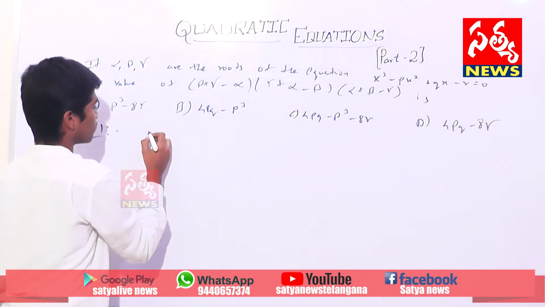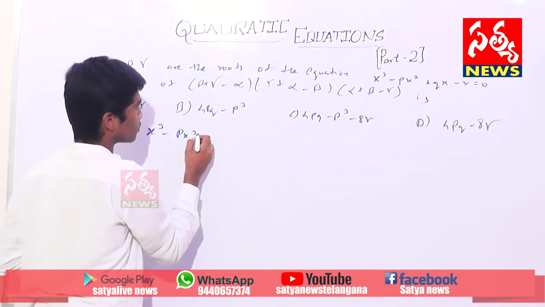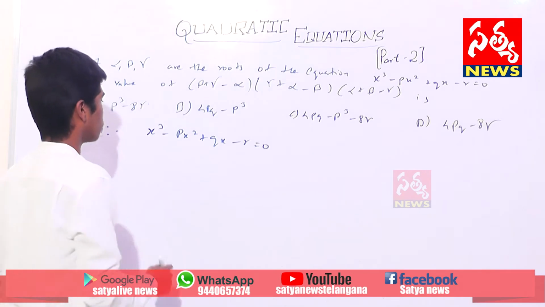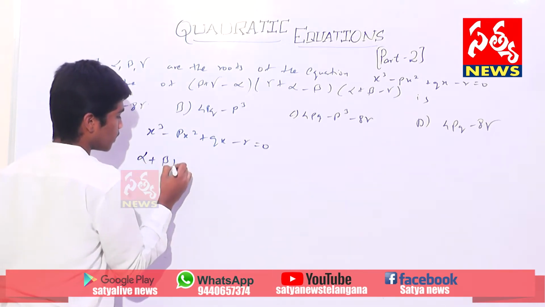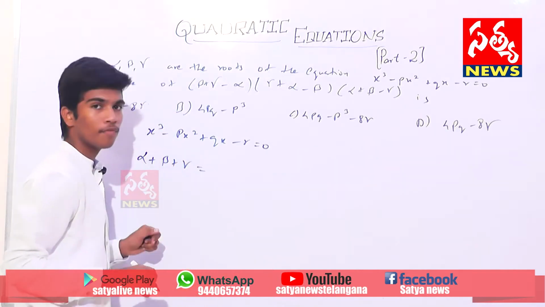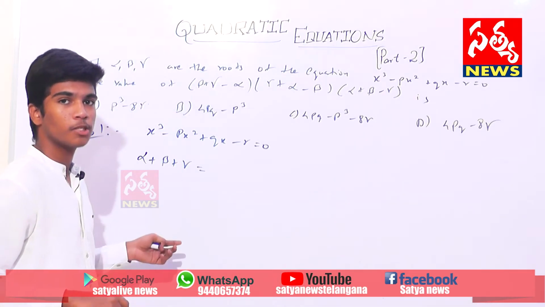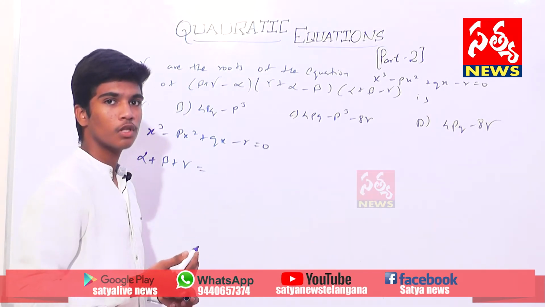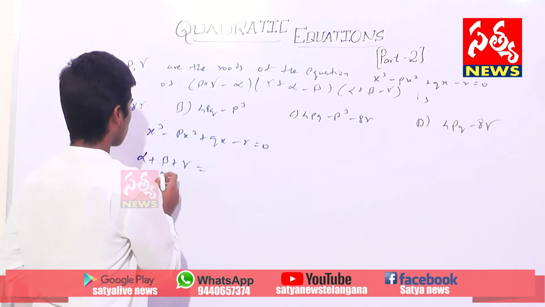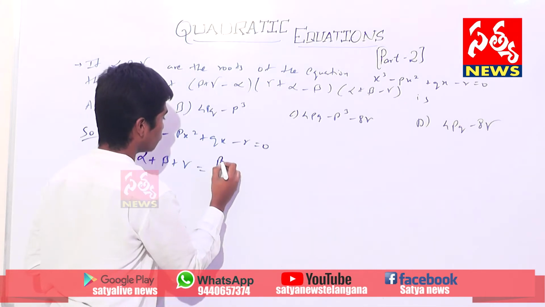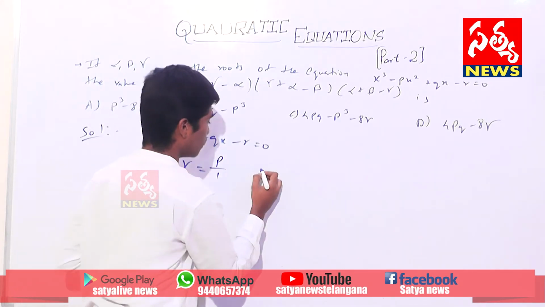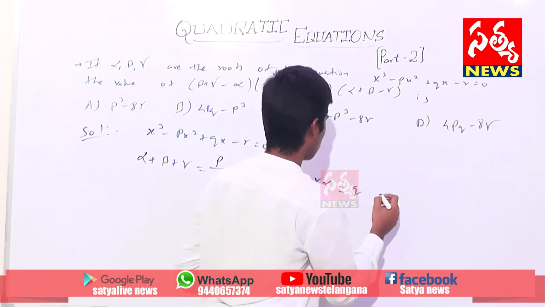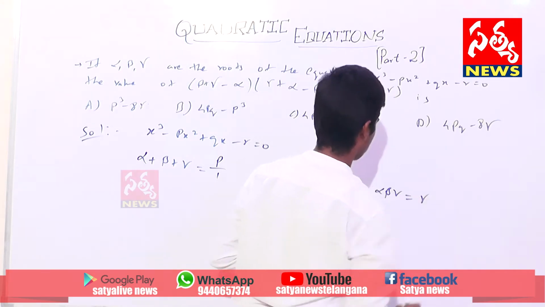Solution. First of all, what is the equation? x cube minus px square plus qx minus r equal to 0. They have given that alpha, beta, gamma are the roots of the equation. We know the conditions that alpha plus beta plus gamma is equal to minus the coefficient of x power n minus 1 by the coefficient of x power n. The formulas we have discussed in part 1. If you don't know that, please take part 1. Now we get alpha plus beta plus gamma is equal to p by 1, alpha beta plus beta gamma plus gamma alpha is equal to q, and alpha beta gamma is equal to r.